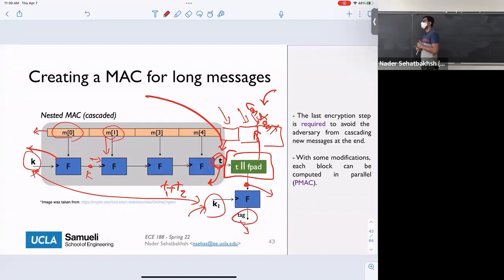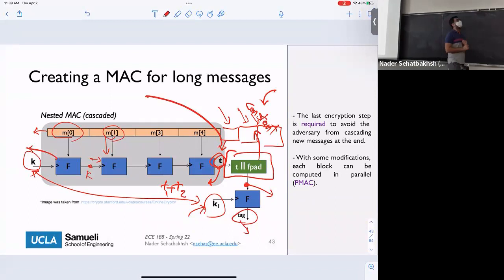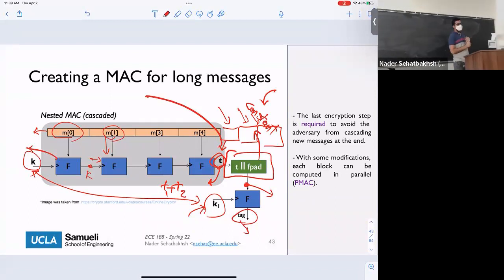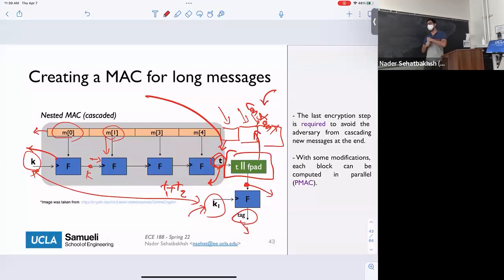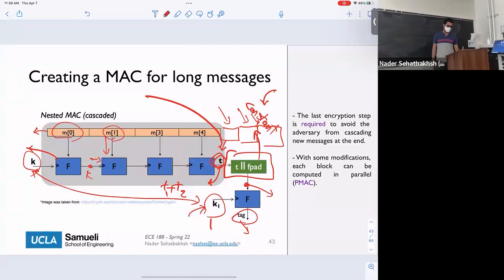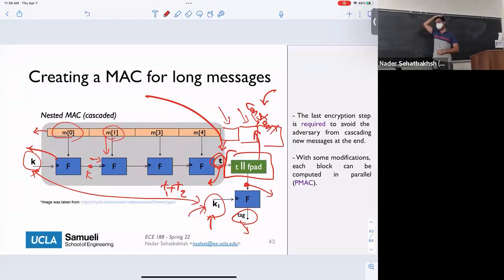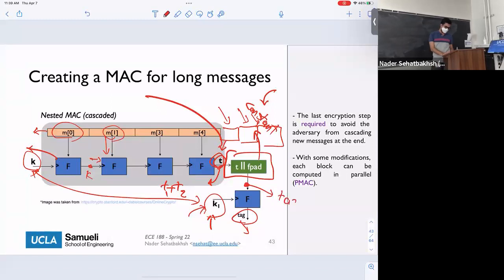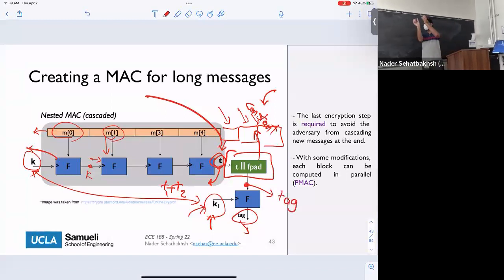How is this different from CBC? Slightly different, but kind of similar to CBC. The only difference is that you use another key for the last round. For CBC, you don't do that. The reason is, if I only did it at this point and used this as a tag, the attacker could have easily concatenated 2 messages, concatenated 2 tags together, and that would be a valid tag. So what we do here is we just pass it through another round.